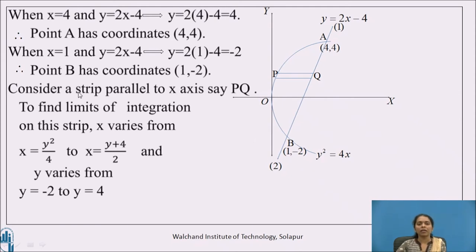Now, consider a strip parallel to the x-axis, say PQ, so that with the help of this strip, we can write the limits of this region for integration. To find limits of integration on this strip, x varies from... We have already studied that whenever the strip is horizontal, we have to consider the limit from left end to right end. Hence x varies from, at the left end, x is equal to y square by 4, to, at the right end, x is equal to y plus 4 by 2. And y varies from, now y has constant limits, at the bottom y is equal to minus 2 to y is equal to 4.